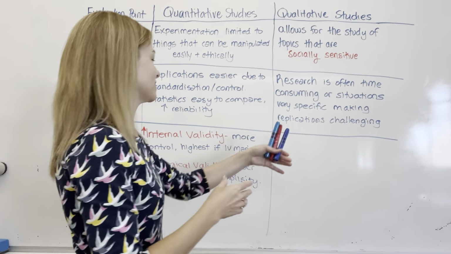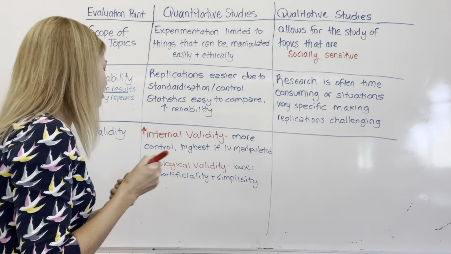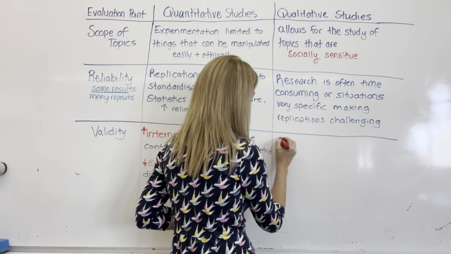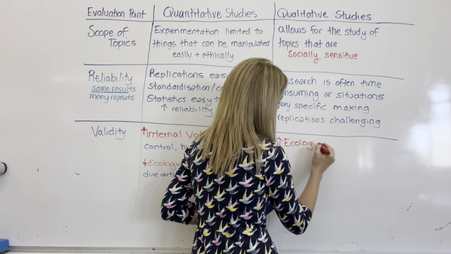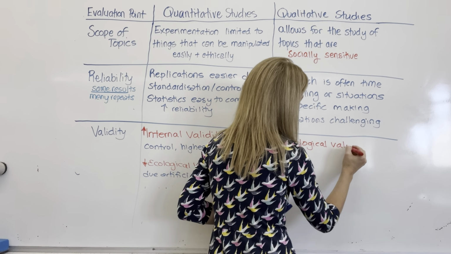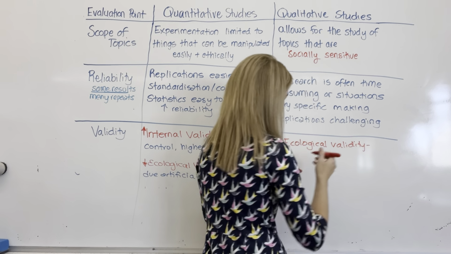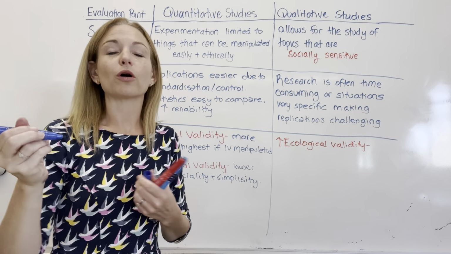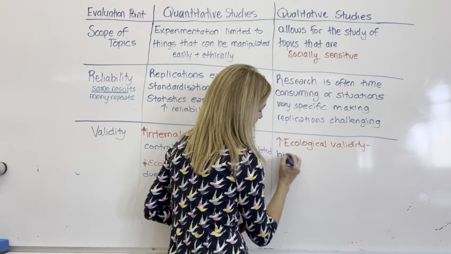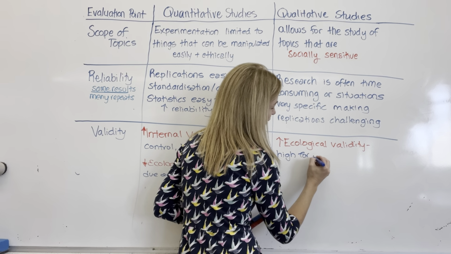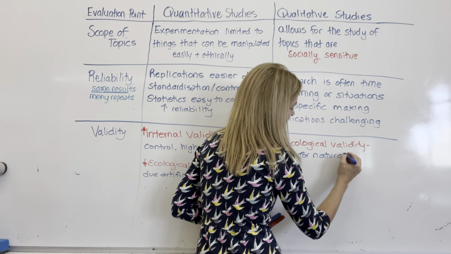And then again, this is going to basically be the opposite. So in this case, we're going to increase our ecological validity because generally speaking, we are now looking at either authentic situations or giving people a chance to report. So this is generally high for natural environments or self-report.